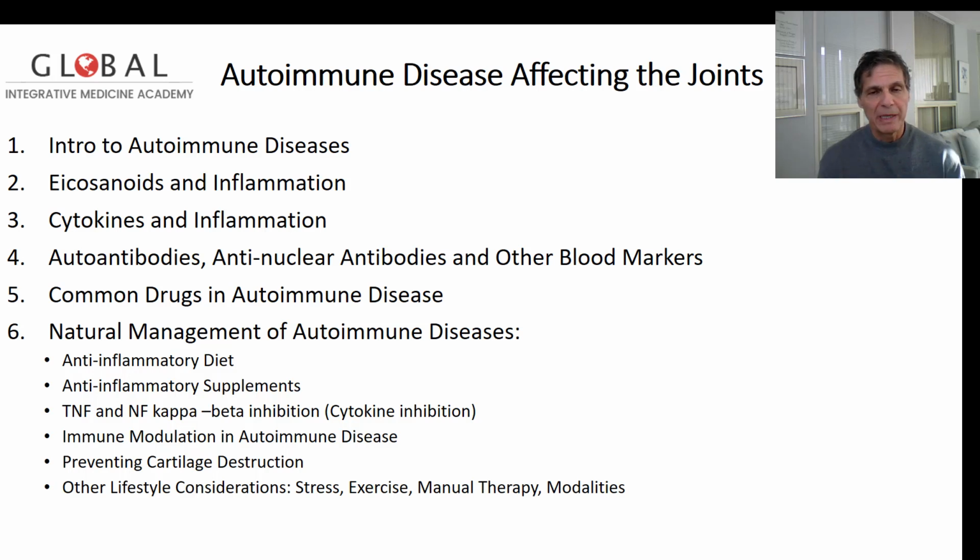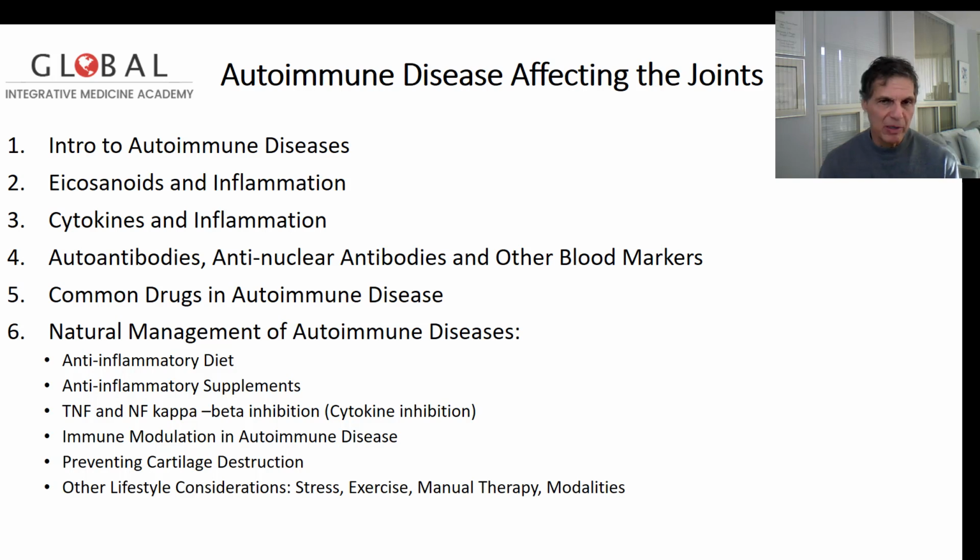So welcome back, and we'll pick up our discussion with autoimmune disease affecting the joints. We'll break it down into these different sections: the intro to autoimmune disease, review again of eicosanoids and inflammation, cytokines and inflammation, and then we'll take a look at these autoantibodies and anti-nuclear antibodies and other blood markers that are found in autoimmune diseases, just so we are clear on what kind of lab work you might see with these patients.